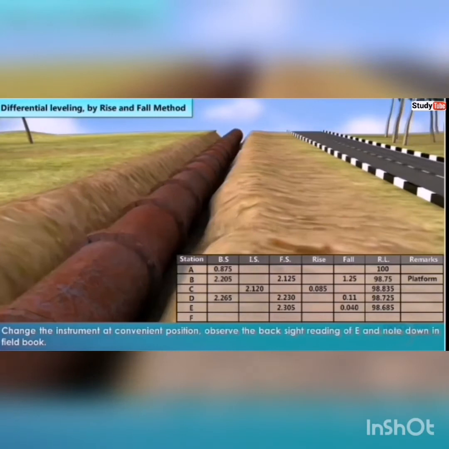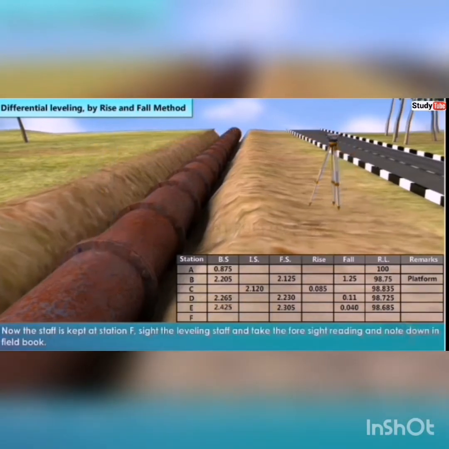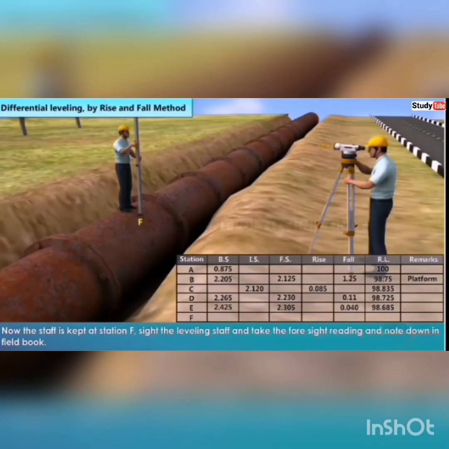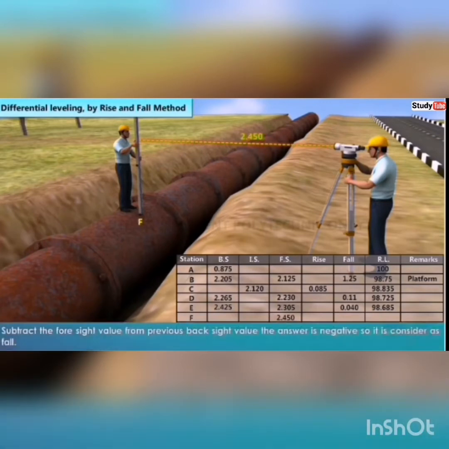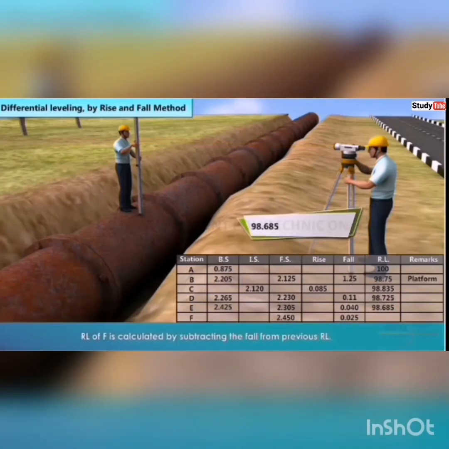Change the instrument to a convenient position. Observe the backside reading of E and note it down in the field book. Now the staff is kept at station F. Sight the leveling staff, take the foresight reading and note it down in the field book. Subtract the foresight value from the previous backside value. The answer is negative, so it is considered as fall. RL of F is calculated by subtracting the fall from the previous RL.